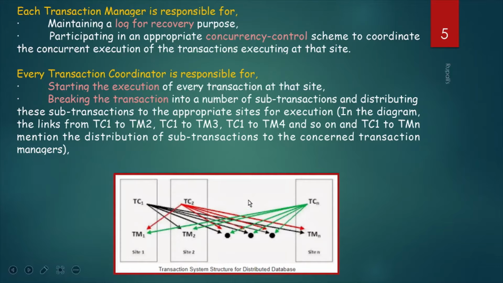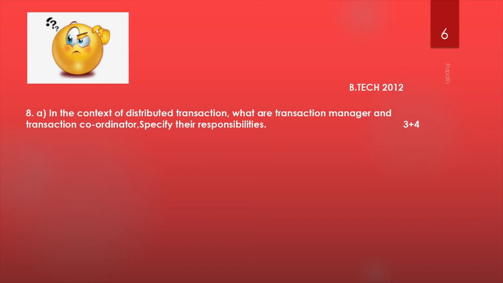See, in the diagram, transaction coordinator 1 sends the transaction to transaction manager 2. Transaction coordinator 1 sends the transaction to transaction manager 3. In this way, a particular site's transaction coordinator sends the transaction to different sites, distributing the sub-transactions to the concerned transaction managers. In this way, the transaction is distributed, and this is done by the transaction coordinator. These types of questions come in your university exam.